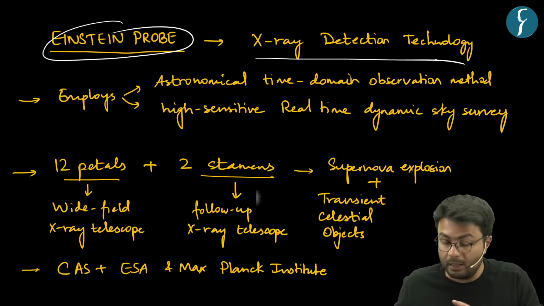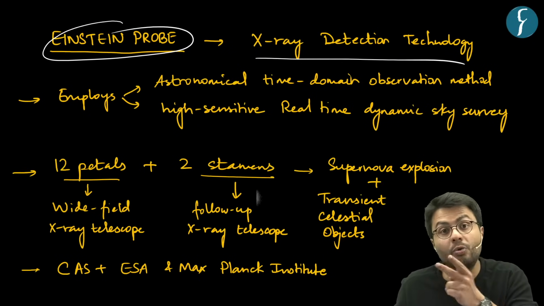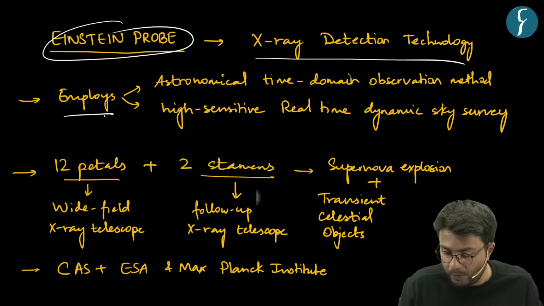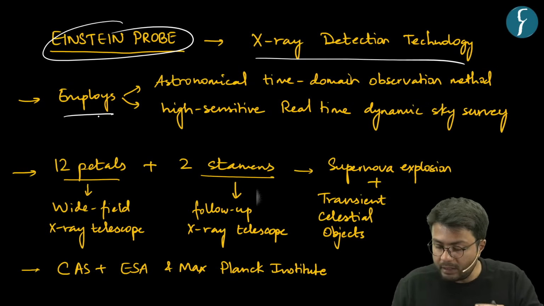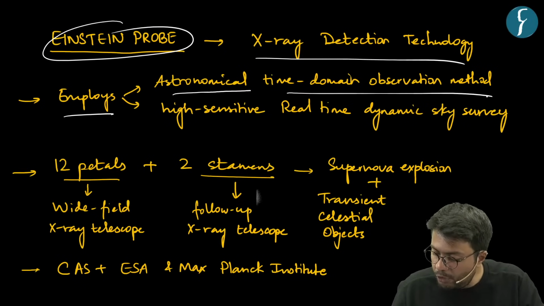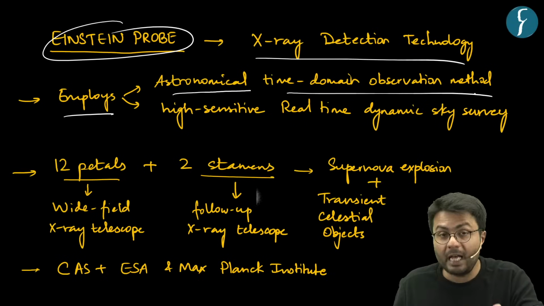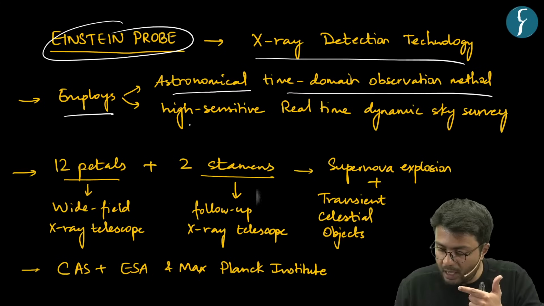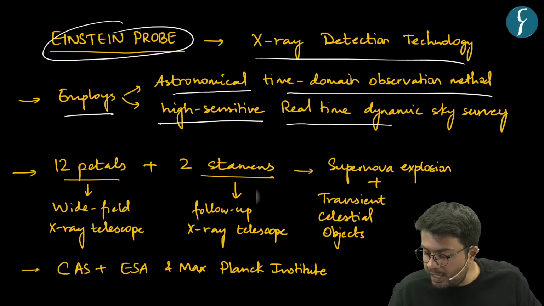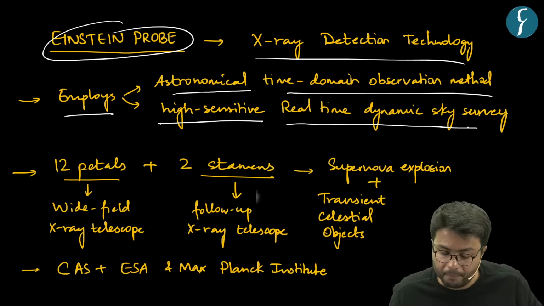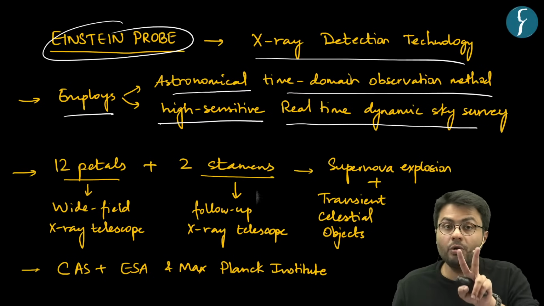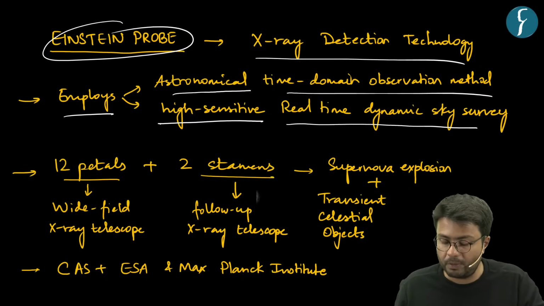Now this satellite employs two groundbreaking technologies. The first is that it employs an astronomical time domain observation method, as well as a highly sensitive real-time dynamic sky survey. And this is done through two different types of mechanisms.